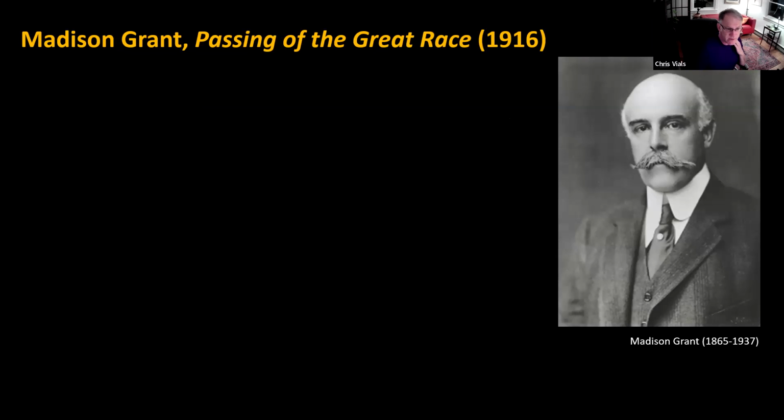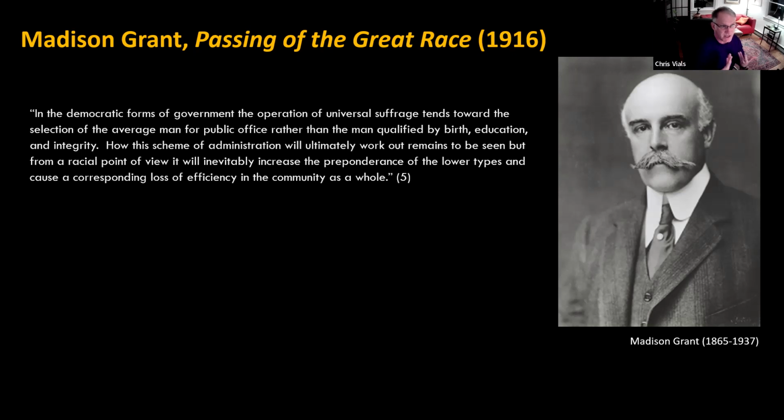Madison Grant was kind of an infamous eugenicist who was avidly read by Adolf Hitler, who said, this is my Bible when he's talking about The Passing of the Great Race. He had even written, in the democratic forms of government, the operation of universal suffrage tends towards the selection of the average man for public office rather than a man qualified by birth, education, and integrity.